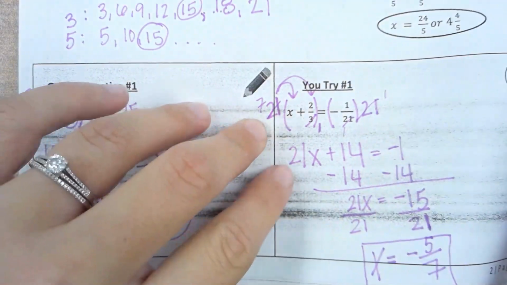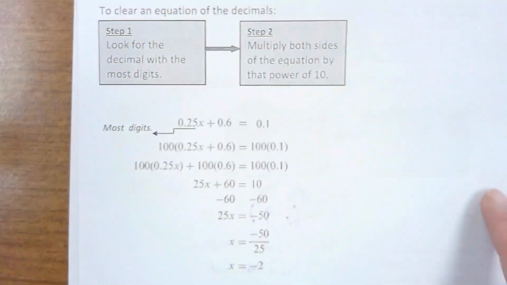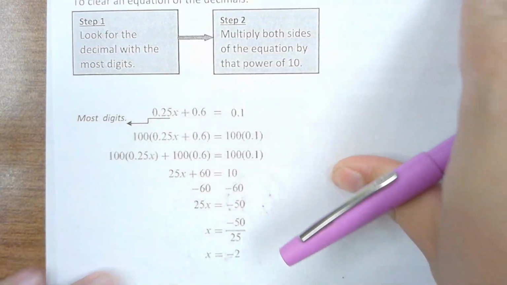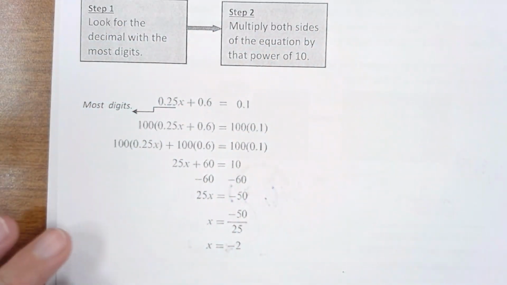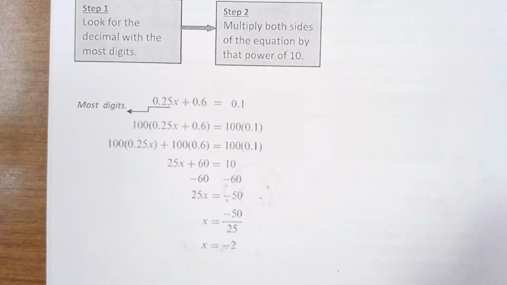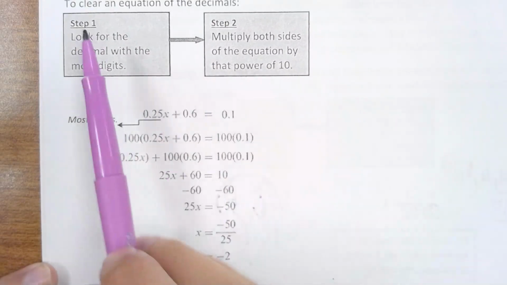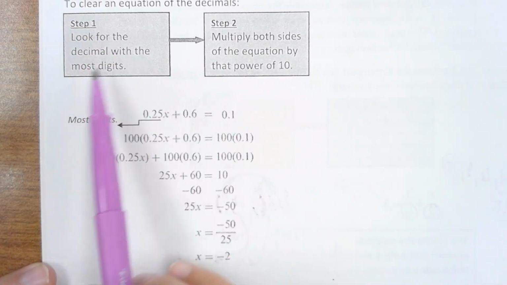Okay, so now let's move on to decimals. So whenever you guys see decimals and you're like, man, I really don't like decimals, I want to get rid of them, well, there's a way that you can get rid of the decimals and change them into integers as well. So your first step is to look for the decimal with the most digits.